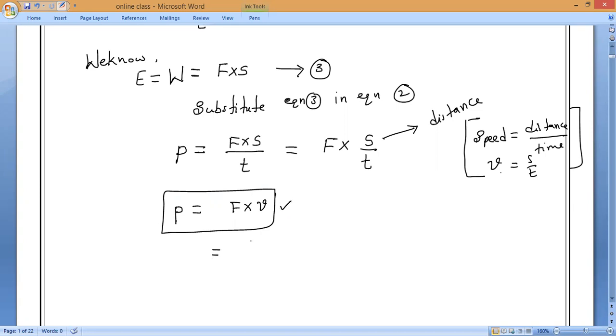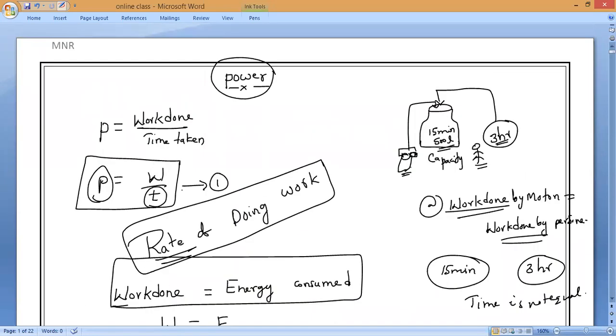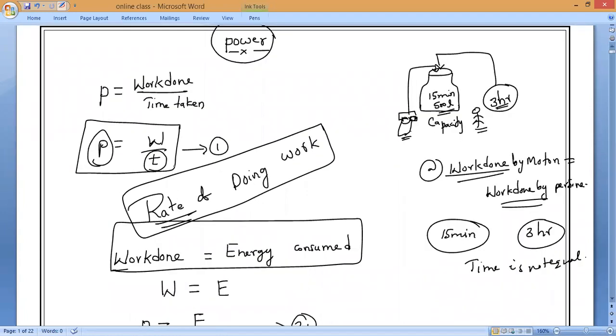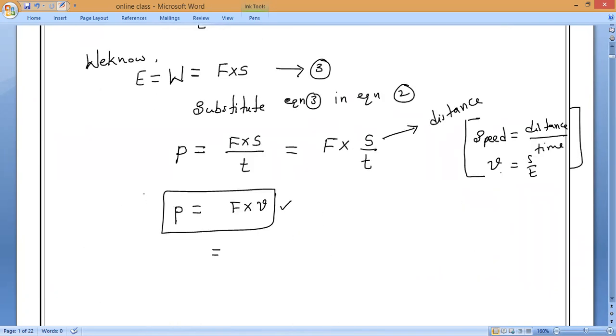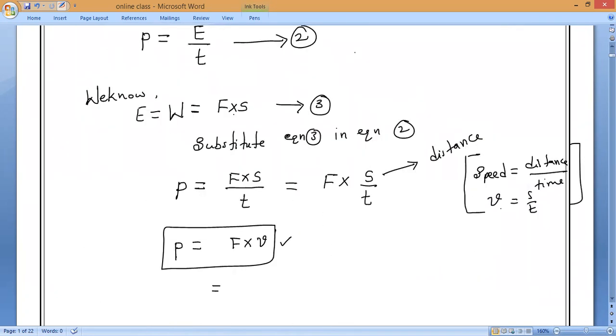Please remember another formula. What is the first formula for power? Power P is equal to work done by time. That is the first formula. Or energy consumed by time. Both are the same. And the second formula, if you replace the work done with force into displacement, we get the second formula for power. So power P is equal to force into speed.